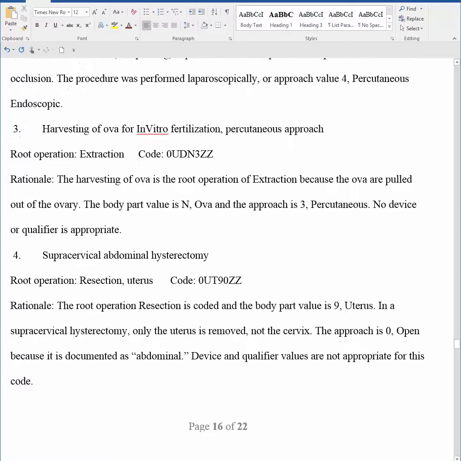Number 3, harvesting of an ova for in vitro fertilization, percutaneous approach. You're told the surgical approach. The harvesting of an ova is the root operation of extraction because they're taking or pulling them out of the ovary. 0UDN3ZZ.